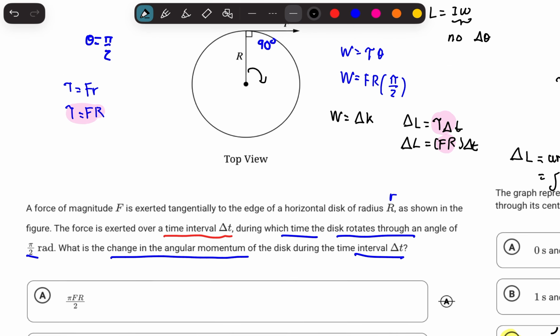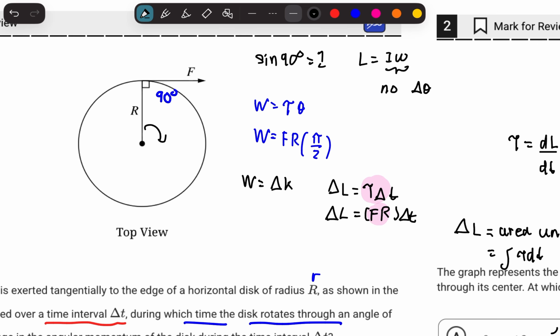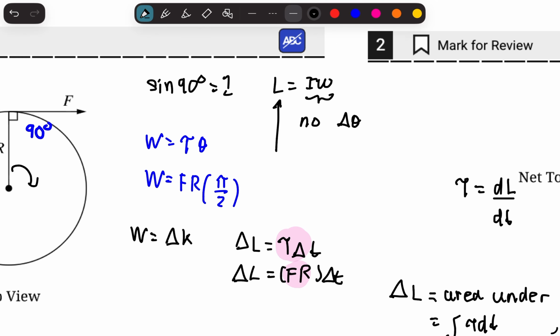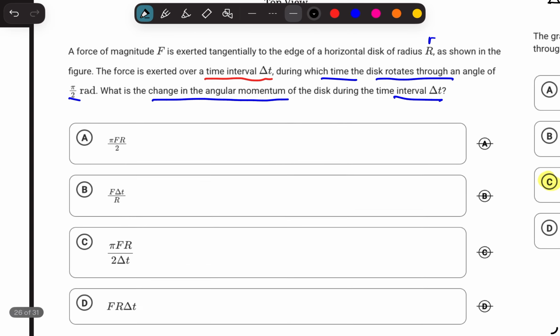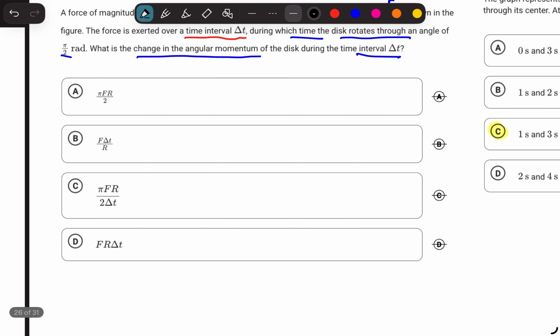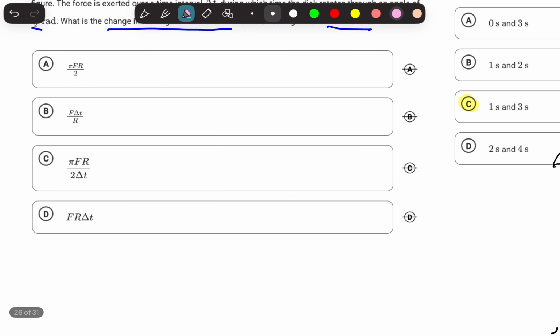So for this, they're kind of trying to trip you up because you don't really need to have theta, because if you look at the formula for angular momentum, there is no delta theta inside of the formula. It's just dependent on inertia and omega, so you don't need that. So your answer is just going to be the change in angular momentum is force times r, your radius, times delta t. So that is going to be option D.